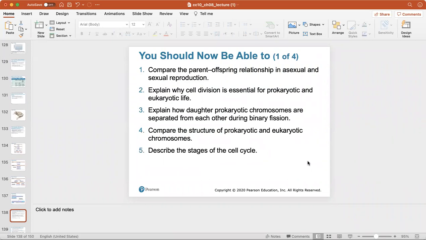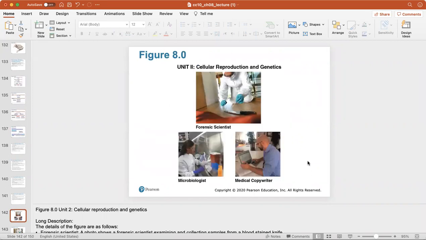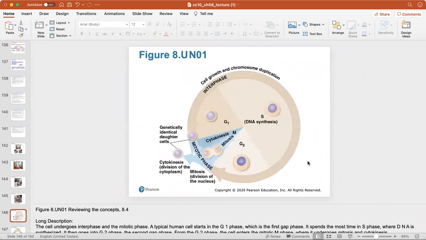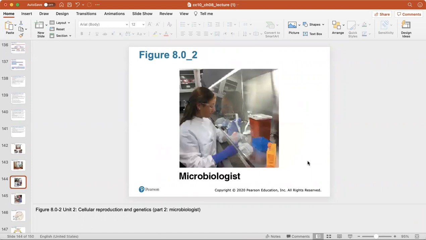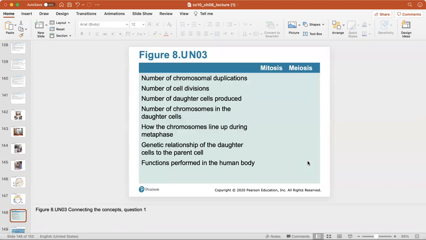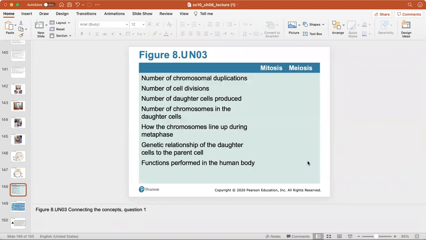And after this, there's a lot that we went through in this chapter. Again, the end of the chapter gives you a good review of what you should know, as well as some career options that you could go into if this is interesting to you, as well as a review of some of the figures we went over, some good connecting concepts questions, and some good graphs to take you through some of the concepts that we went over as well.